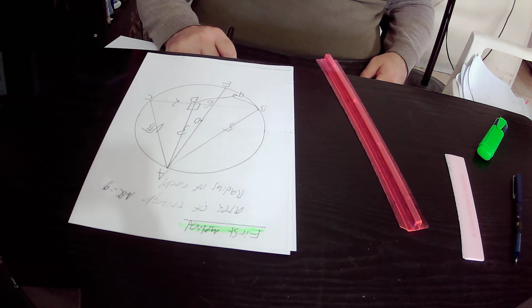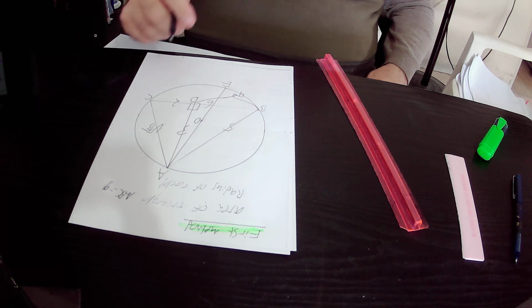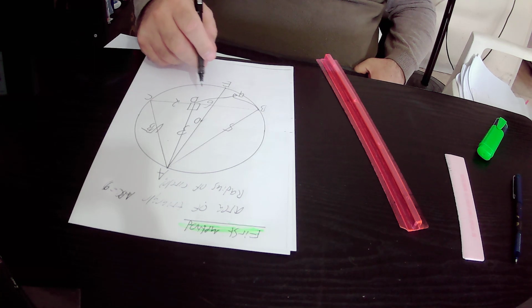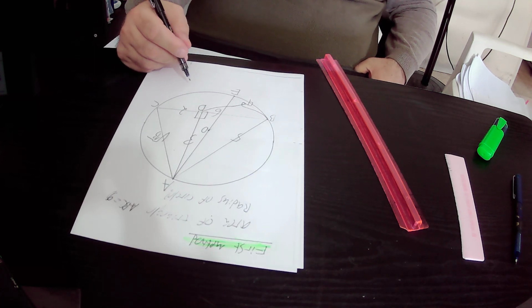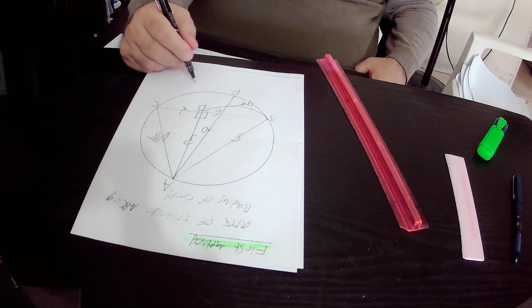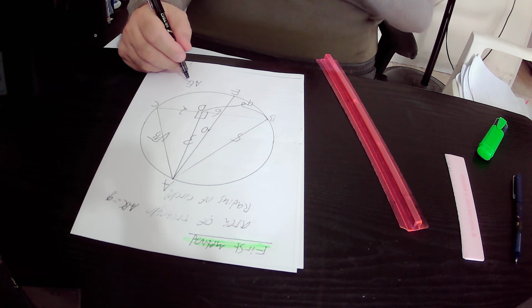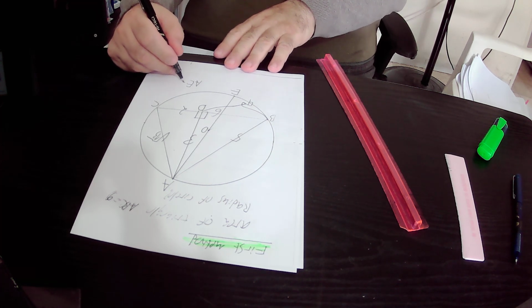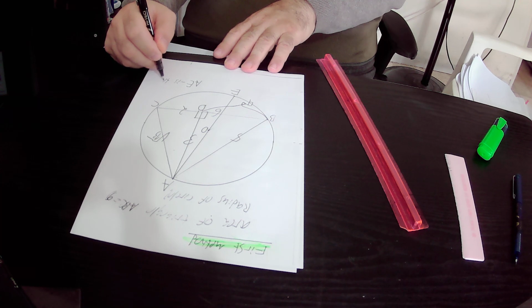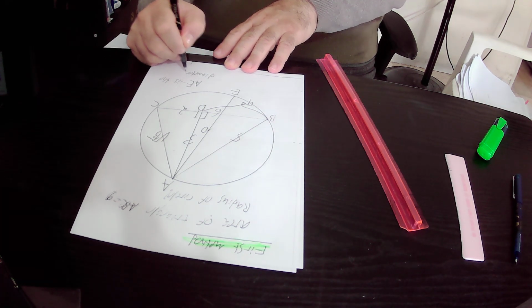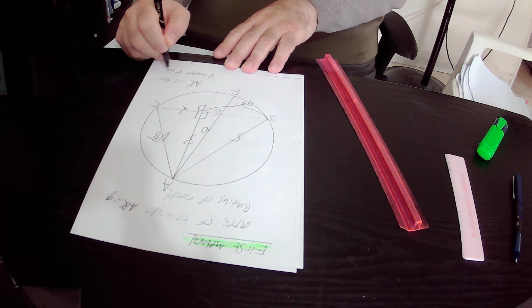So actually, line segment AE or chord AE passes through the center of the circle, passes through point O, that is the center of the circle. Any chord that passes through the center of the circle is defined as the diameter of the circle. So AE passes through the center of the circle, therefore AE is the diameter of the circle.